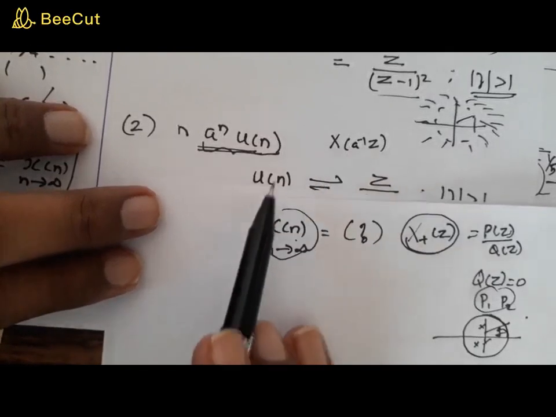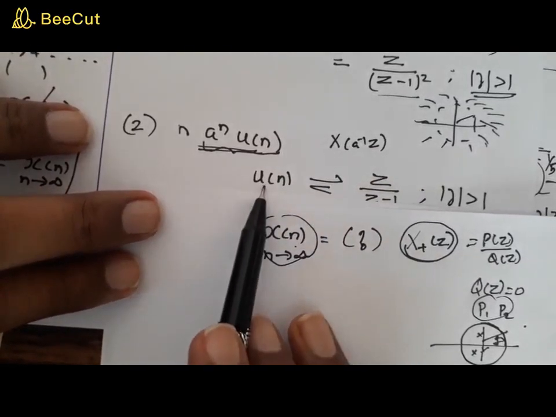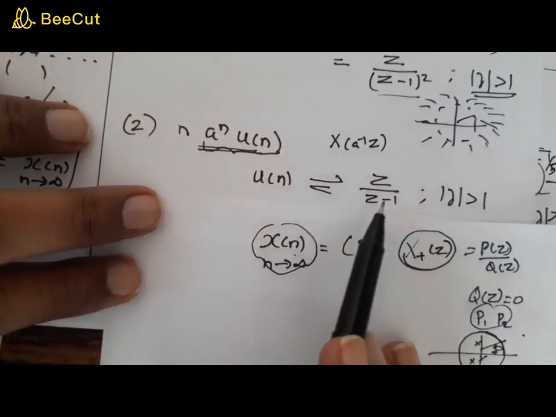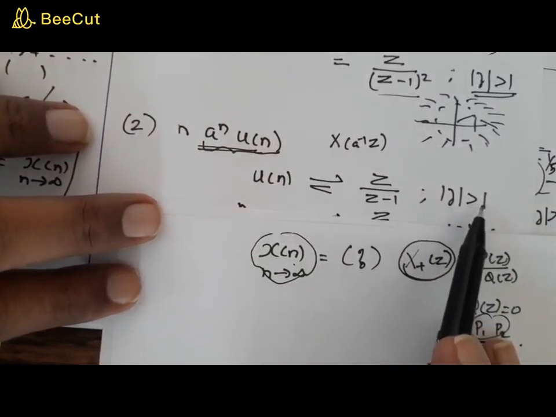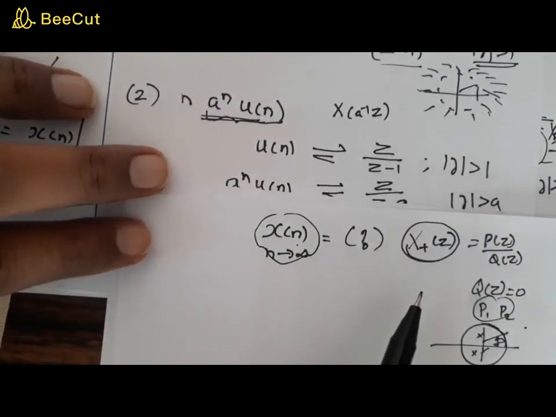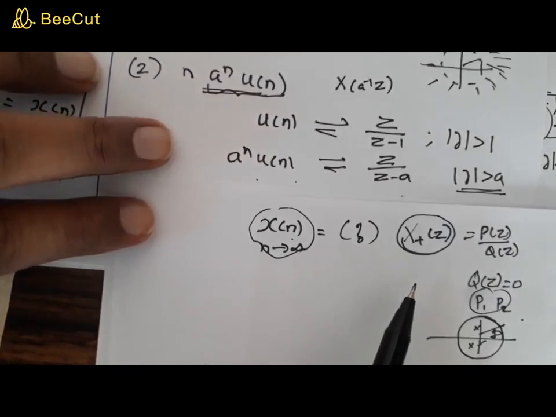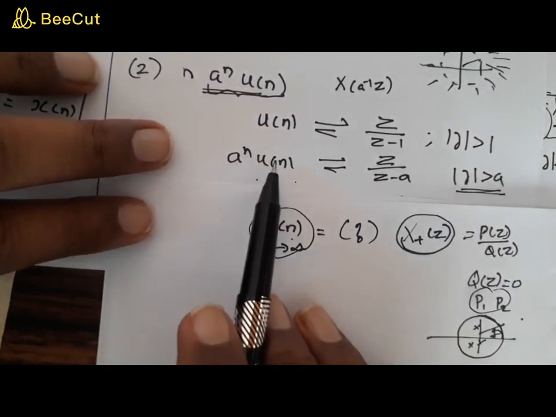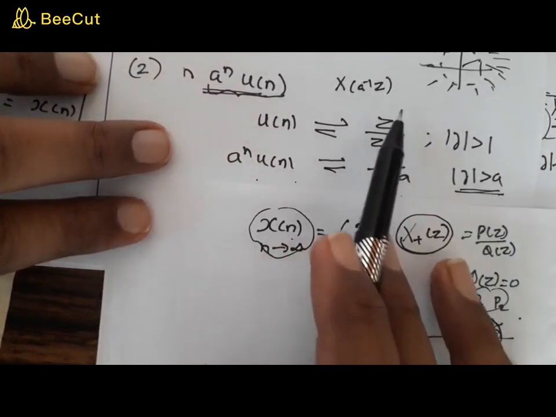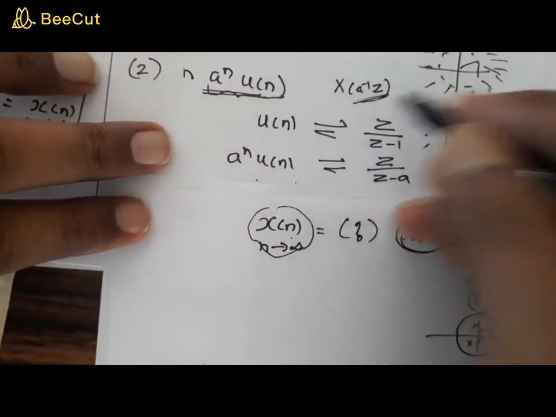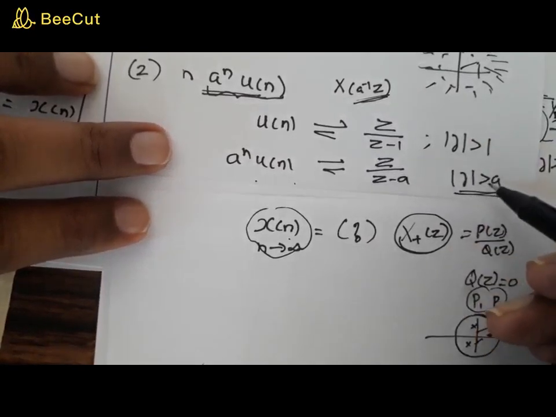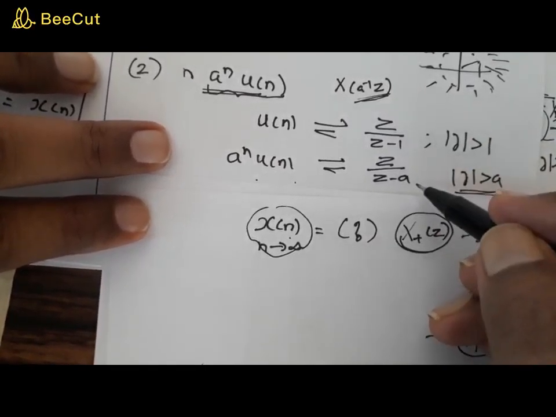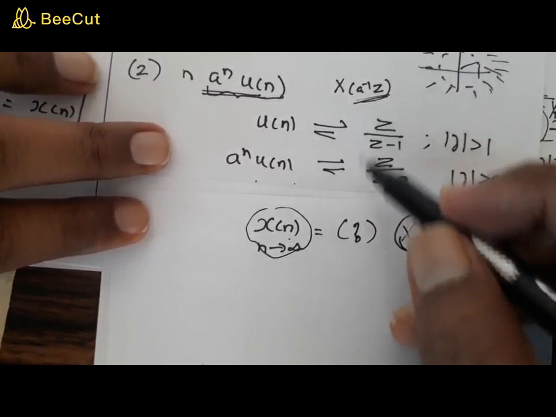Now you can start with the u of n. U of n is z by z minus 1, mod z greater than 1. Now you have studied about multiplication by exponential sequence property, that a raised to n into u of n has to be replaced by a inverse z. So similarly a inverse z will be here, so z will be greater than a, z by z minus a. Okay, so you can apply that.